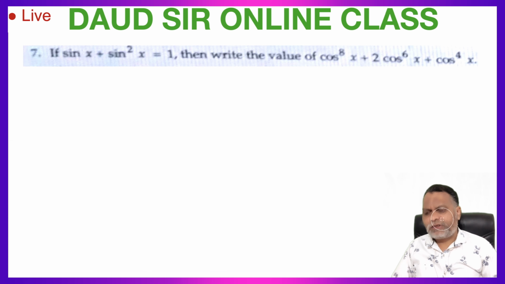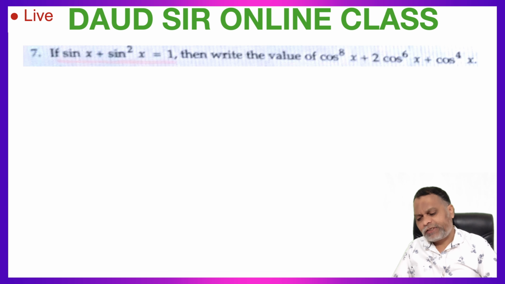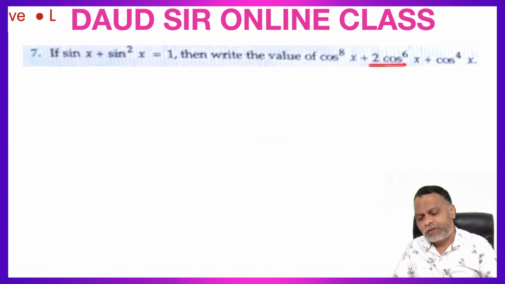Question number 7. If sin x plus sin²x is equal to 1, it is given, then write the value of cos⁸x plus 2 cos⁶x plus cos⁴x. So again take the given condition first.